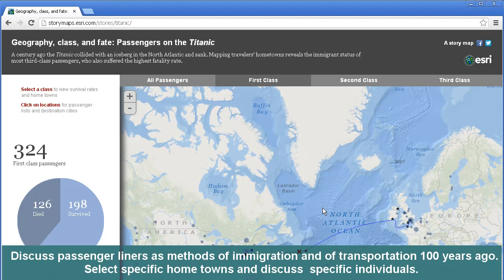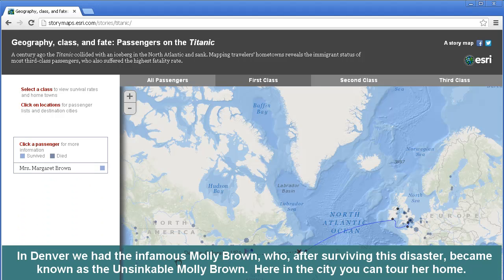Discuss passenger liners as methods of immigration and of transportation 100 years ago. Select specific hometowns and discuss specific individuals. In Denver, where I live, we had the infamous Molly Brown, who, after surviving this disaster, became known as the unsinkable Molly Brown. Here in the city, you can tour her home.